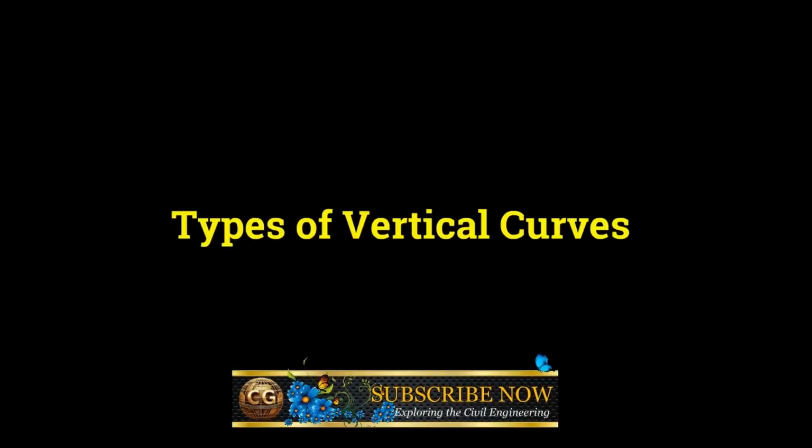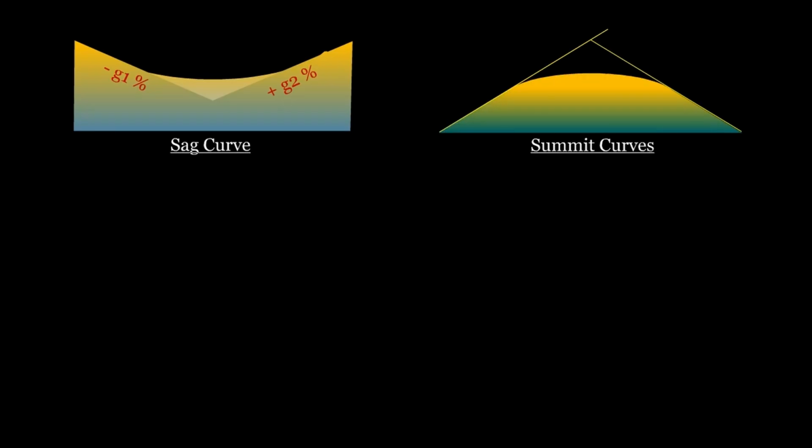Types of vertical curves. There are two primary types of vertical curves. 1. Sag curves, used when the change in grade is positive, typically found in valleys. 2. Crest, or summit curves, used when the change in grade is negative, commonly seen on hills. While these are the two main categories, vertical curves can be further classified into 6 variations based on different grade transitions.